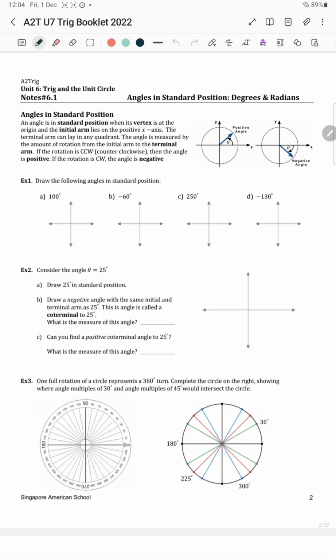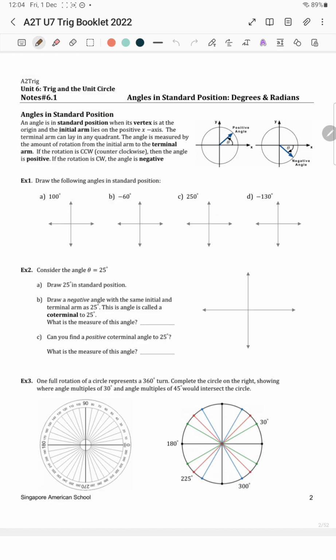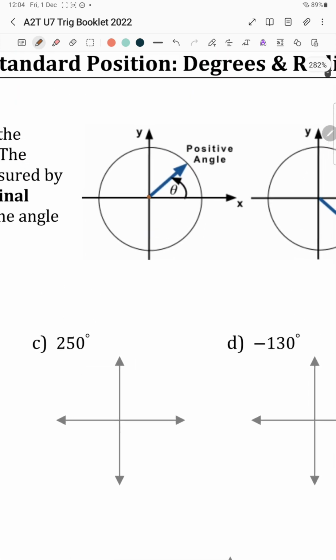Okay, so today we are going to learn about angles in the standard position. Angles are in the standard position when the vertex is on the origin and the initial arm lies on the positive x-axis. Let's say this is an angle, so the vertex lies on the origin and the initial arm on the positive x-axis.